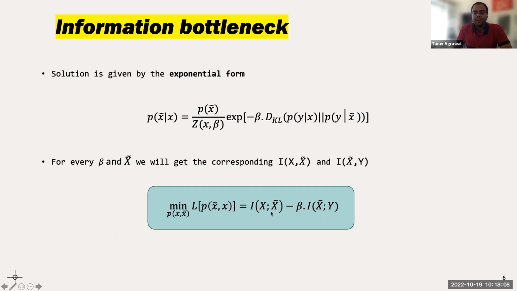So this term represents the mutual information between input and the compressed representation. And this term represents the mutual information between the compressed representation and Y. And we are minimizing this entire cost function, which means we are maximizing the information shared between output and compressed representation. That is our main focus point. At the same time, we want to extract the relevant information only, so the mutual information between input and the compressed representation should be very low.